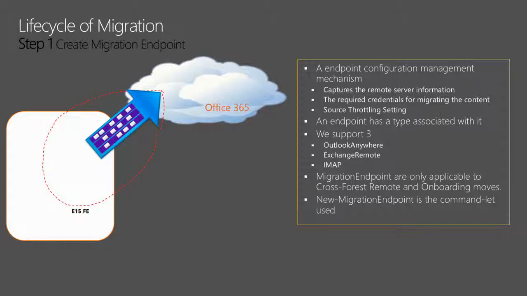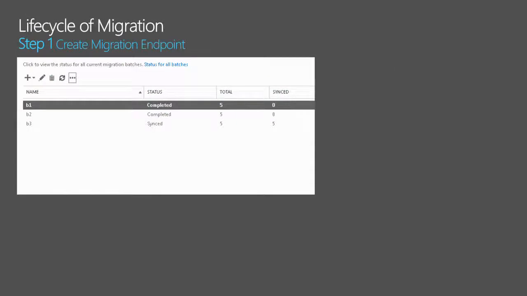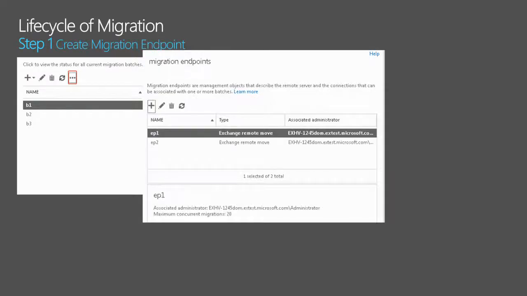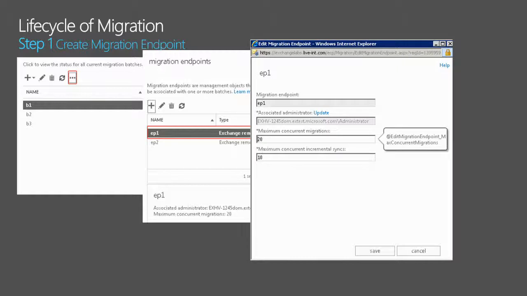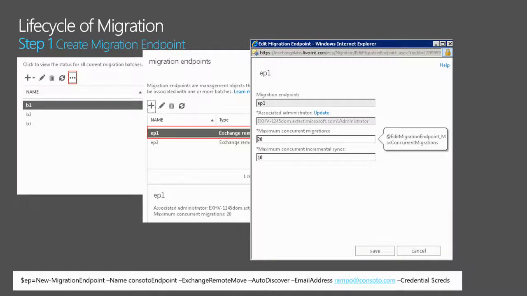So once you create the migration endpoint, you can create it in the dashboard by clicking on these 3 ellipses in the migration dashboard, and it'll open up a panel here. In this case, I have 2 endpoints, EP1 and EP2, and if I click on one of these endpoints, I'll get the endpoint configuration. And we'll look at all this a little bit more in detail during the demos. You can also do this through a commandlet.